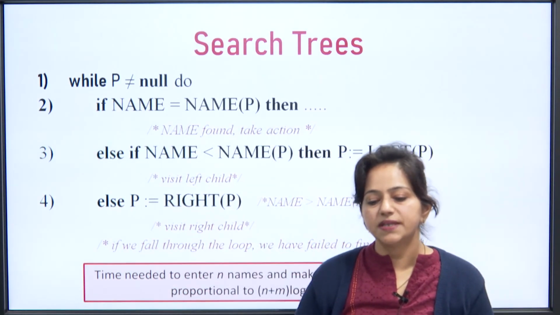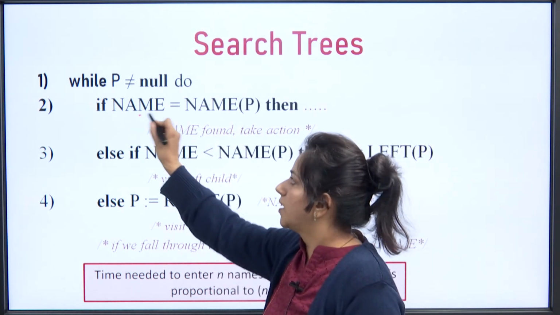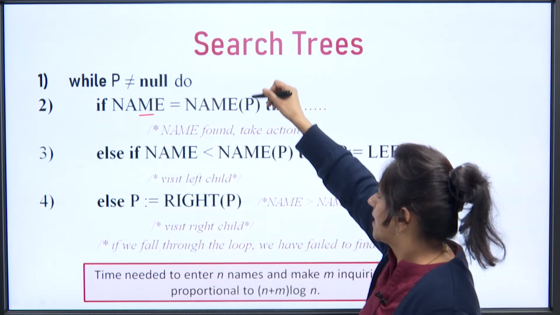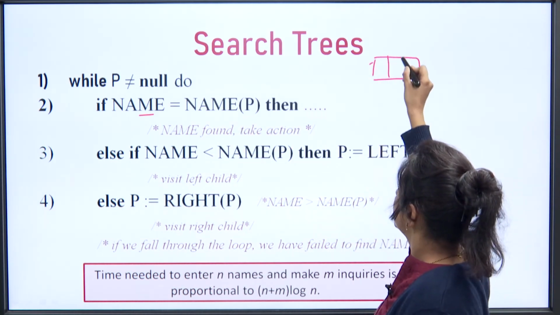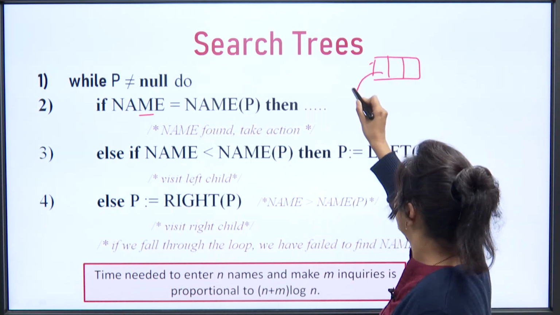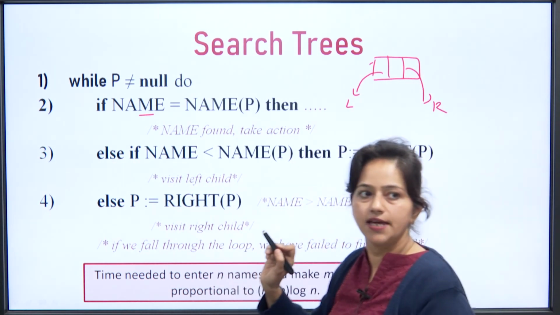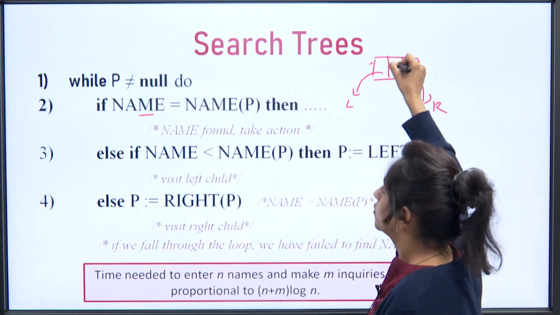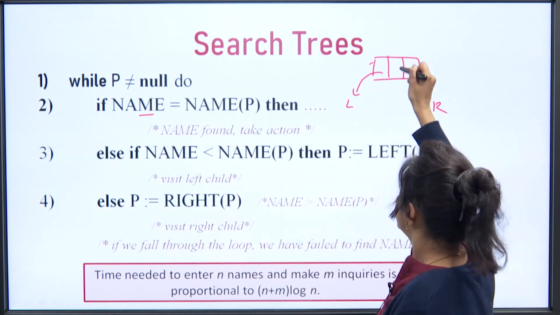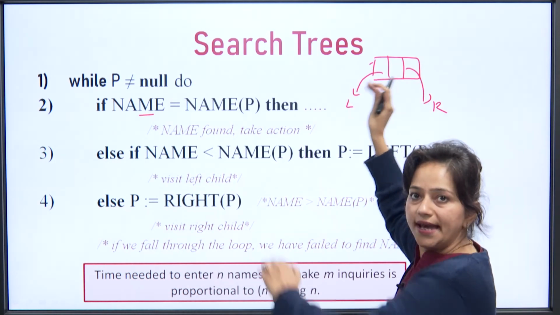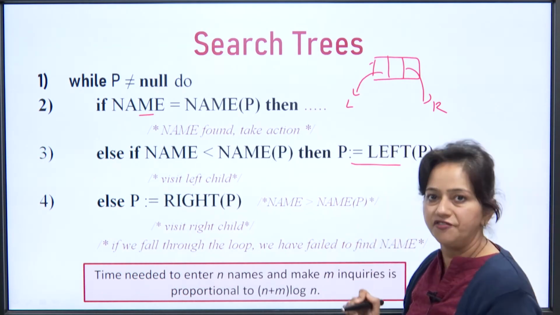Now next scheme is search tree. What do we do in search tree? We search for a particular name, and this is the current pointer, and here we establish a BST type structure where a node will have its left pointer and the right pointer. Here we check if the name is matching that particular node, then we say yes, record is found. If name is less than that particular node, then we will look into the left subtree. So we will set P is equal to left of P.